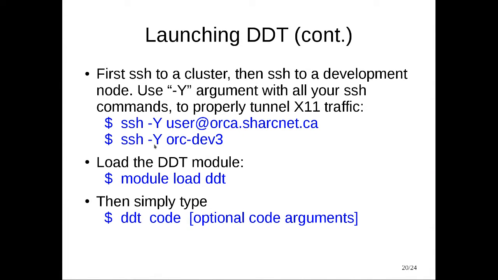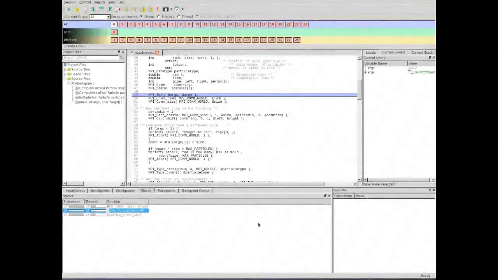And once you're there, you have to load the DDT module. Execute module load ddt. After that, once your code is compiled with -g, as I showed in the previous slide, all you have to do is say ddt, the path to your code, and if your code takes arguments, then you can add them here. And then execute your code using a graphical user interface. The way it looks is something like this.